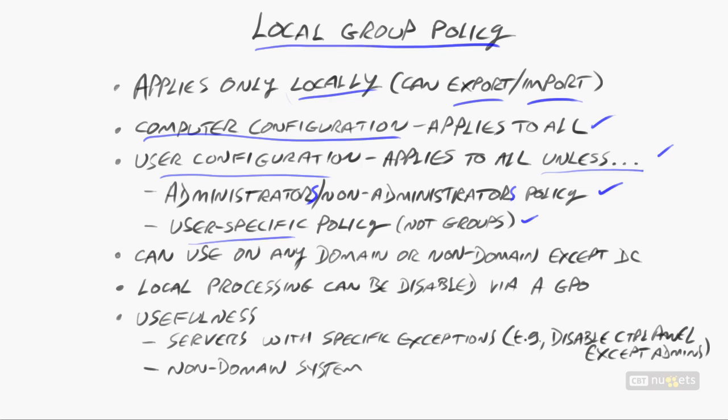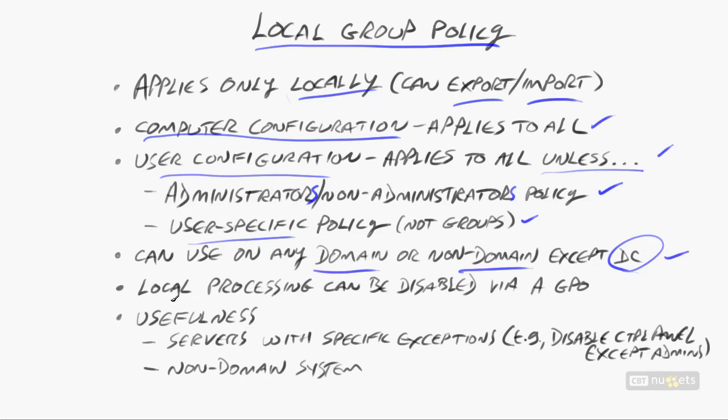Now, local group policy can also be used on any standalone machine, in other words, one that's not a member of a domain. Or it could be used on anything that is a domain member. So any domain or non-domain member. The only exception there would be domain controllers. Because of the nature of a domain controller itself, you don't set up local group policies on domain controllers.